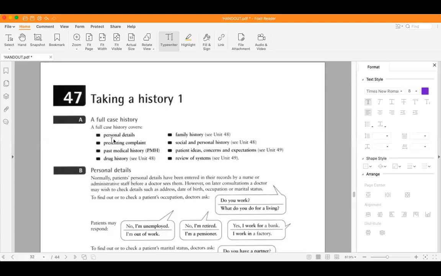We have to cover the next aspects: personal details, presenting complaints, past medical history, which is abbreviated as PMH, drug history, family history, social and personal history, patient ideas, concerns, and expectations, and review of systems. The first aspect is the personal details.